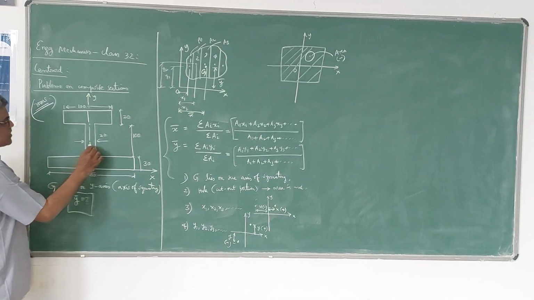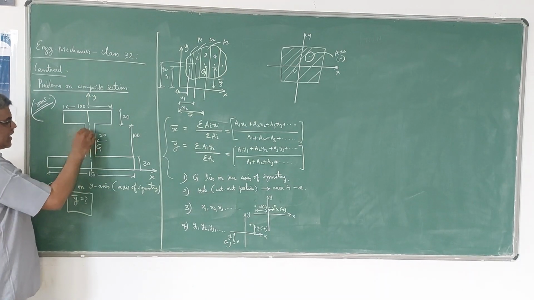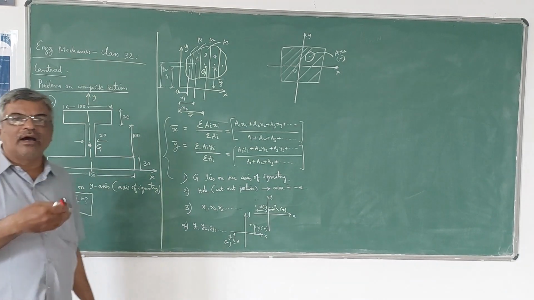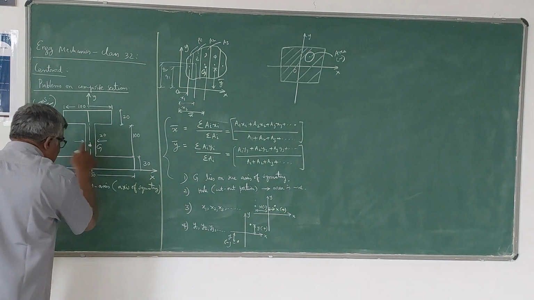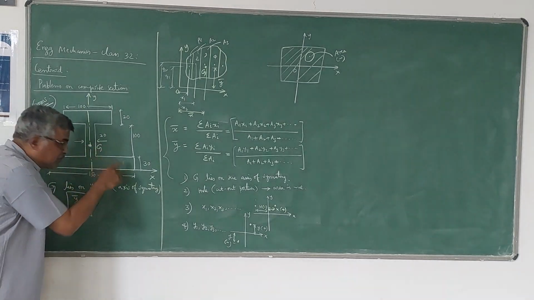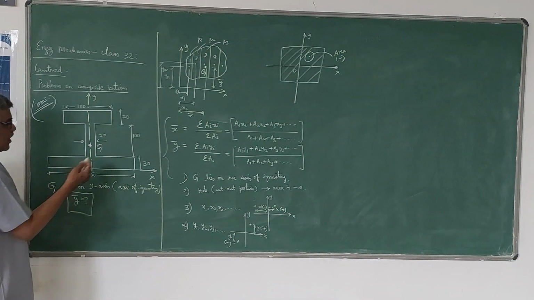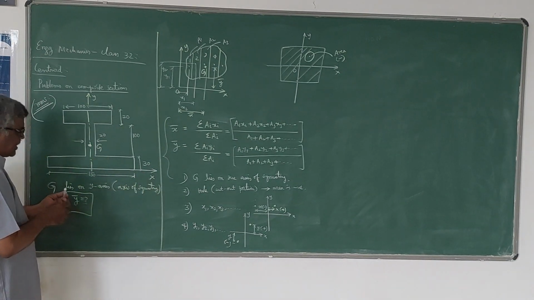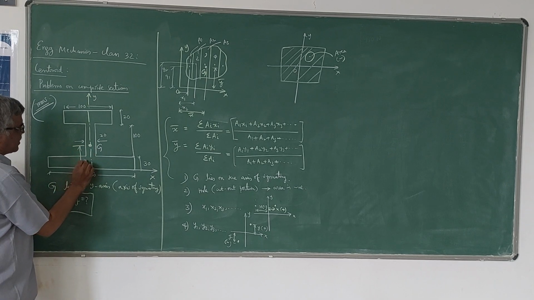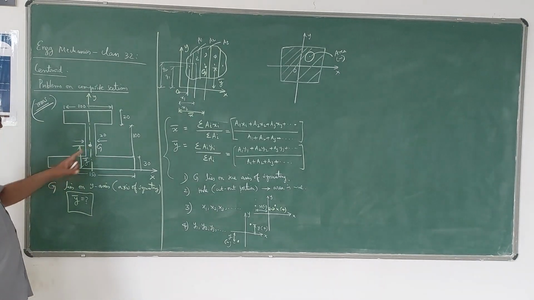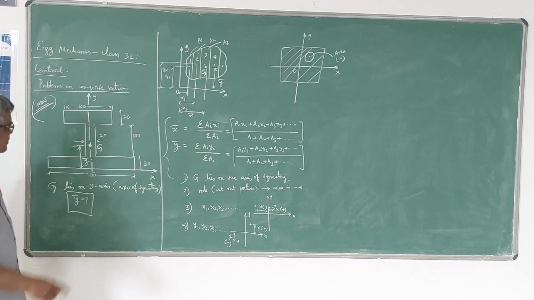Therefore, the only thing you can say is that the centroid lies near to the bottom edge of this I section, because more area is concentrated at the bottom of this I section. Now, if I take this as x axis, naturally the centroid is somewhere here. This is your y bar. So y bar is the distance of the centroid from the x axis. So this you need to find.